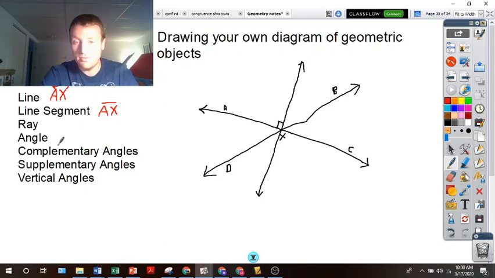Also, we could do a ray. Anything coming from X is going to be a ray. Why don't we do XC? How many more can you think of? Too many. An angle. We see tons of angles. How we're going to name that is with our little angle symbol here. It looks like a squished less than. And we put the vertex in the middle. There's our vertex.